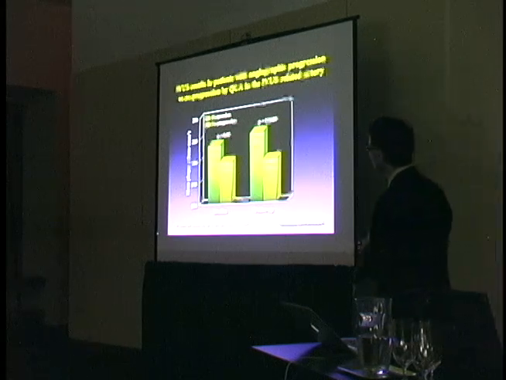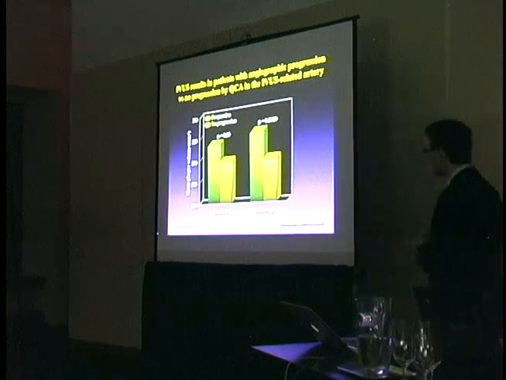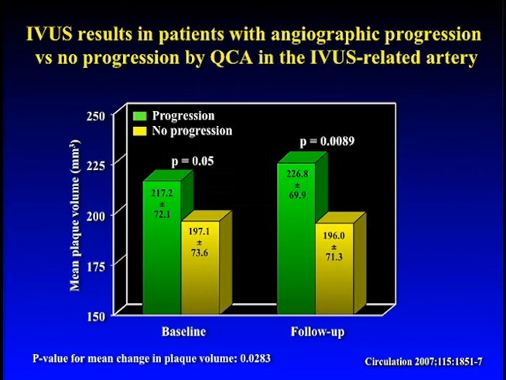We've correlated QCA and IVUS in 500 patients imaged twice, 2 years apart. So this is IVUS and QCA at baseline, IVUS and QCA 2 years later. And there are two messages here. We've dichotomized the patients into, in green, those patients that had angiographic evidence of progression of disease, and in yellow, those patients without angiographic evidence of progression of disease. And on the y-axis, you have mean plaque volume on IVUS.